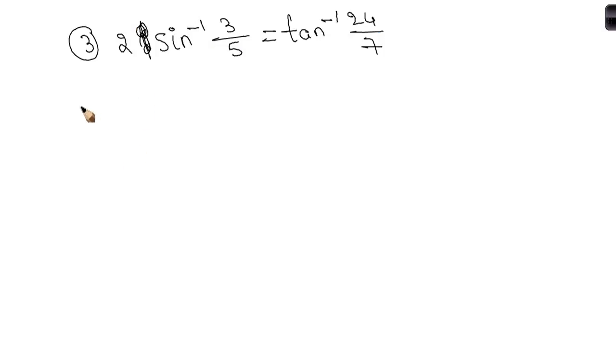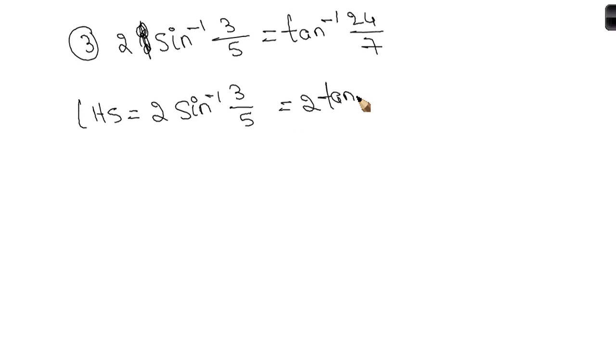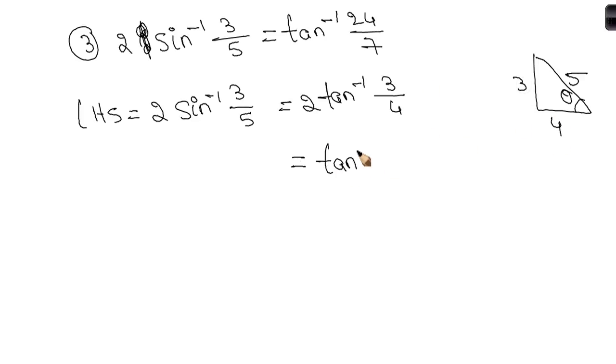So first take the LHS, which is 2 sin inverse of 3 upon 5. This can be written as 2 tan inverse of 3 upon 4. In a triangle, this is 3, this is 5, this will become 4. Tan is opposite by adjacent, which is 3 upon 4. So we have 2 tan inverse of x, and the formula is tan inverse of 2x upon 1 minus x squared.